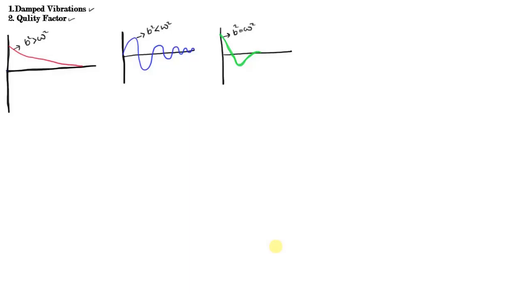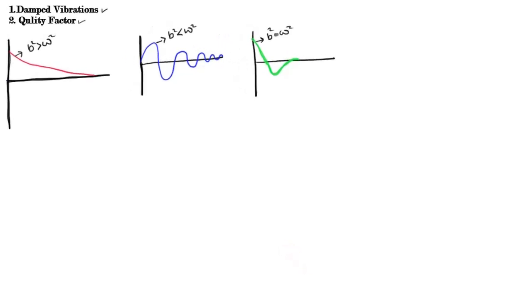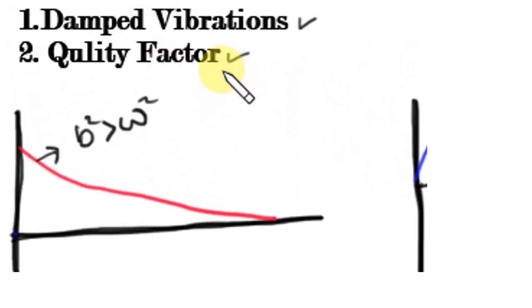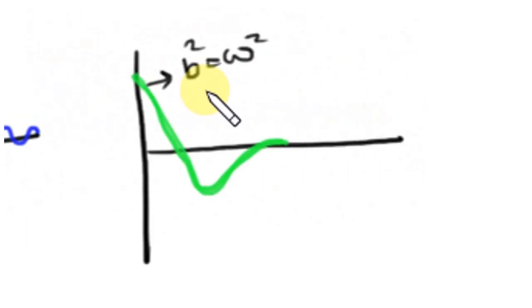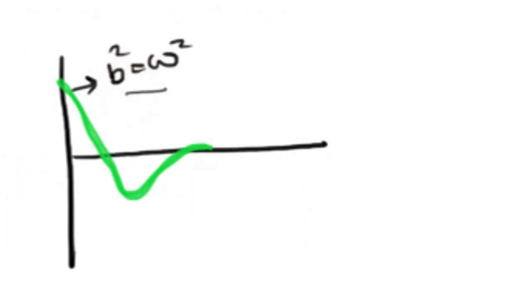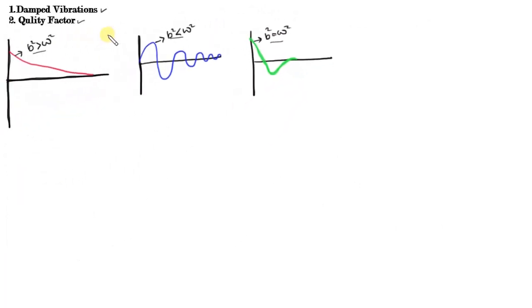Welcome to VTU Physics. Today in this video we will try to understand damped vibration and quality factor. This damped vibration immediately comes after the derivation, that is damped vibration derivation. Once we are done with the derivation, we must explain these three conditions, this first one, second one and third one. So with this, let's start the video.